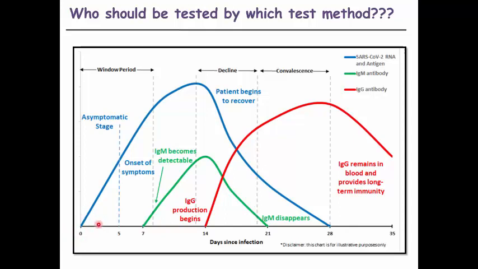Once a patient is infected with the SARS-CoV-2 virus, the first phase is known as the asymptomatic phase, which is also known as the window period. The window period is the period in which the patient has no clinical symptoms but is still infected with the virus and is capable of transmitting it. Thereafter the symptoms will appear in the individual, and after that the body will start to make antibodies against the coronavirus antigen.